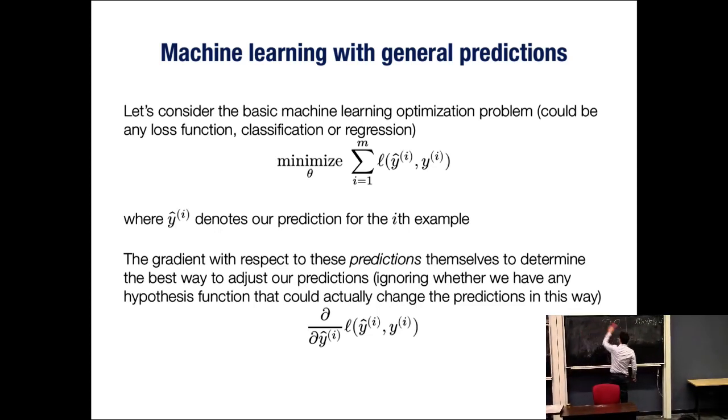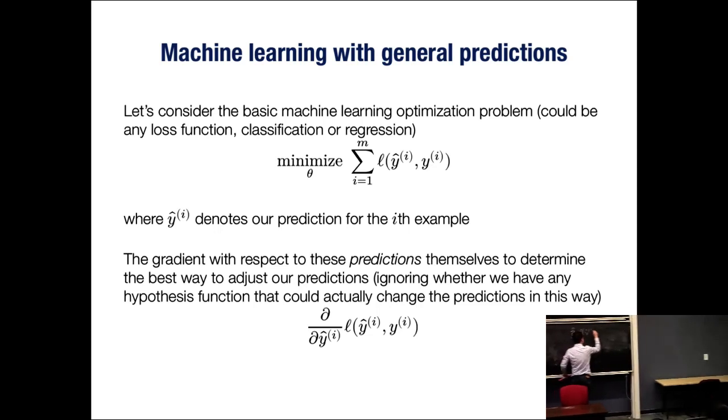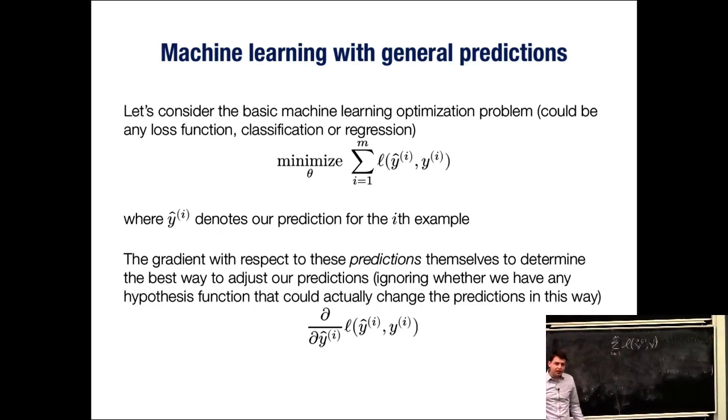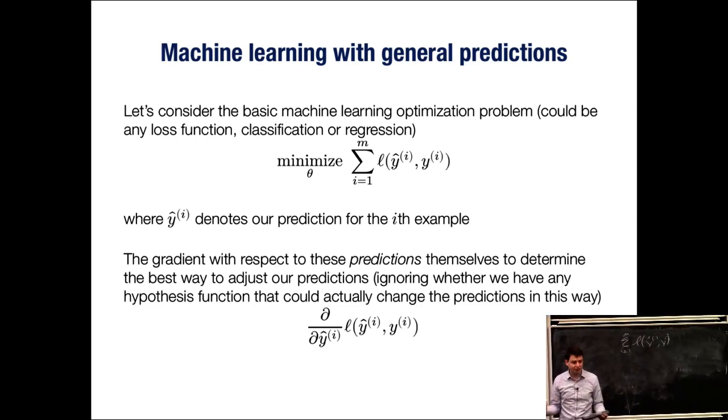So if I have some loss function, and we're back to core machine learning here, this could be any loss function, any classification or regression task, it doesn't matter. I just have my canonical machine learning problem, but I'm going to think about it a little bit differently. I have my sum from i equals 1 to m of my loss between my prediction on example i and my actual example i, and this is the thing I want to minimize. Normally in machine learning, this prediction is equal to some hypothesis we generated based upon some parameters. That was my canonical formulation.